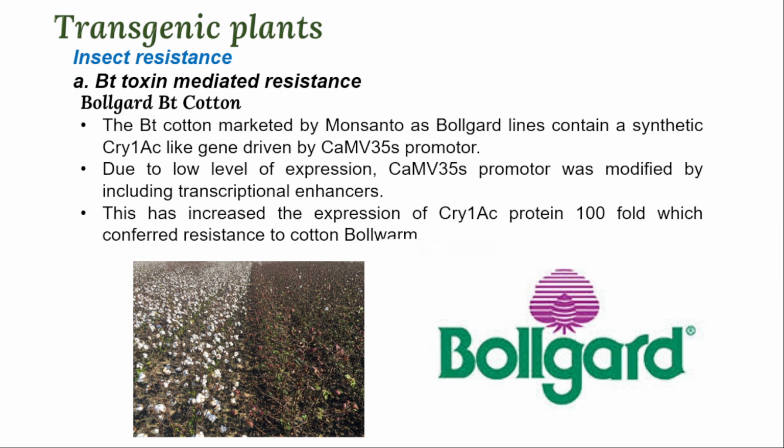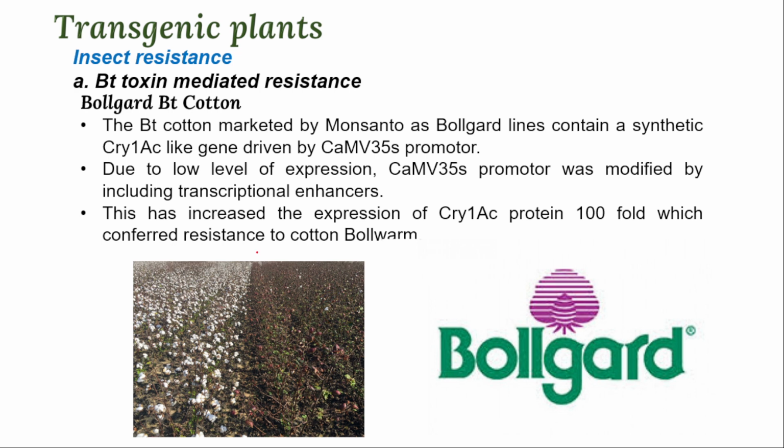A successful story of a delta toxin producing plant is Bollgard, first introduced by a company called Monsanto. This Monsanto company introduced the delta endotoxin, a synthetic Cry1Ac protein, with the strong cauliflower mosaic virus promoter into the bollgard of cotton. If you observe this, you can see this is Bollgard cotton, this is normal cotton, this is genetically modified, and it produces a good yield as compared to the normal cotton.